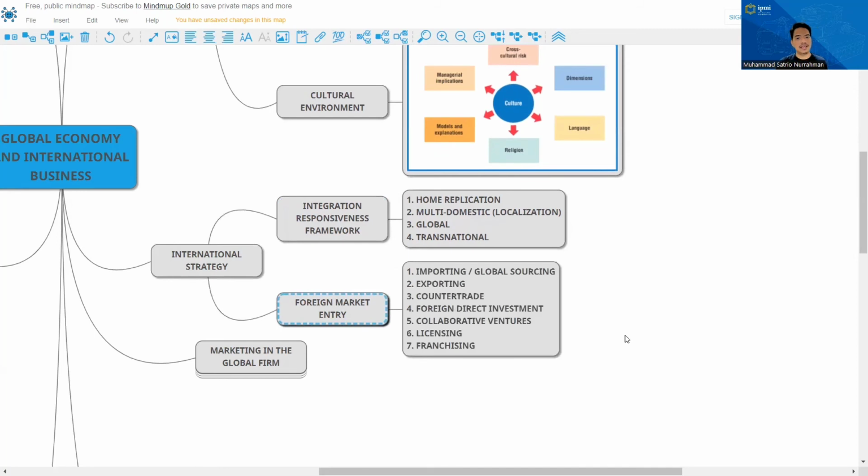It's about foreign market entry. There are seven things that can be done to enter the foreign market. The first one is importing or global sourcing. The next one is exporting. The third one is contract trade. The fourth one is foreign direct investment. The fifth one is collaborative ventures. And the next one is licensing. And the last is franchising.